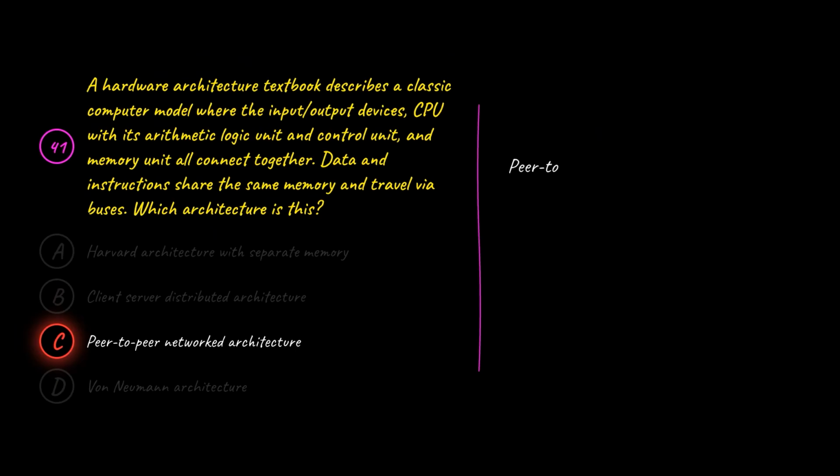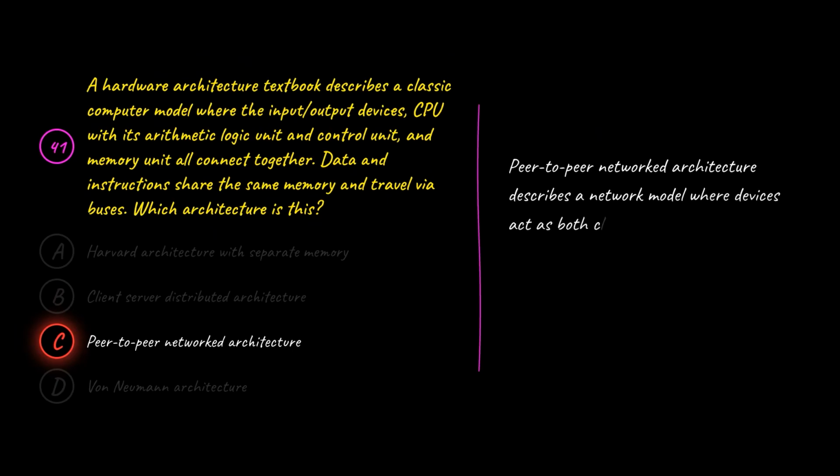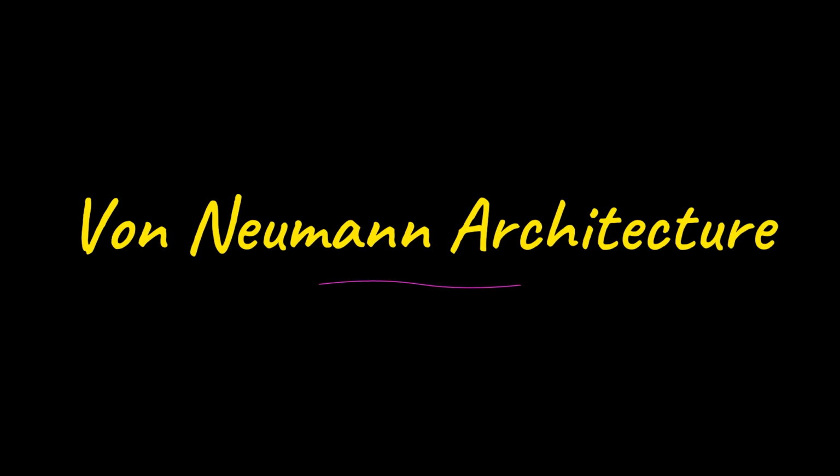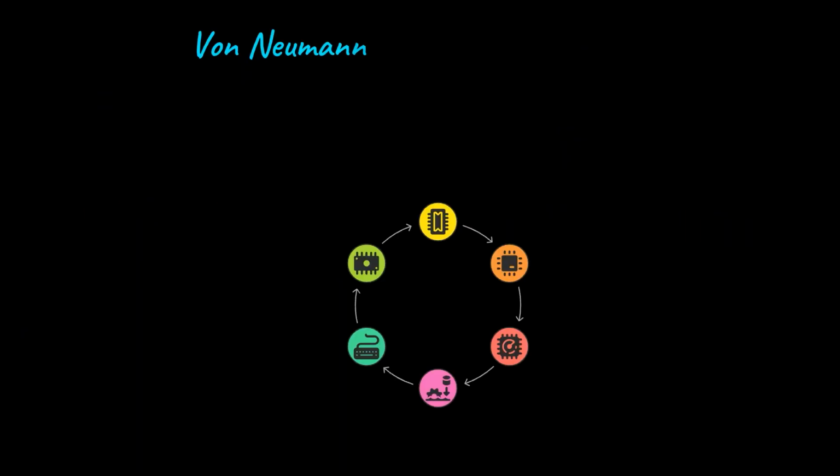C is wrong because peer-to-peer networked architecture describes a network model where devices act as both clients and servers. It is a networking concept rather than a hardware architecture describing the internal components of a single computer system. Von Neumann architecture is the foundational design model that describes how nearly every general-purpose computer is organized internally. Understanding its structure helps explain why a single machine can run any program.